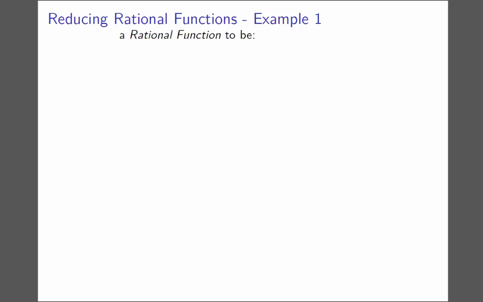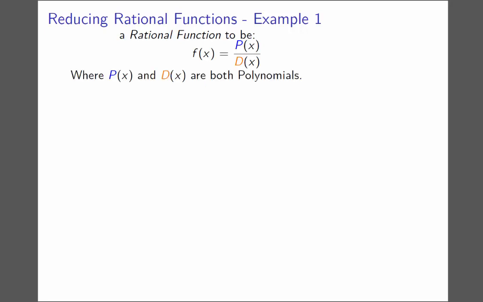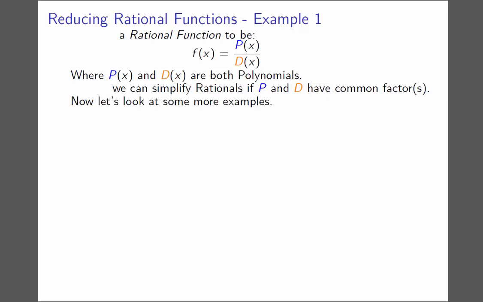We defined a rational function to be a function of the form p of x over d of x, where p and d are both polynomials. We saw that we can simplify rationals if p and d have common factors. Now let's look at some more examples.